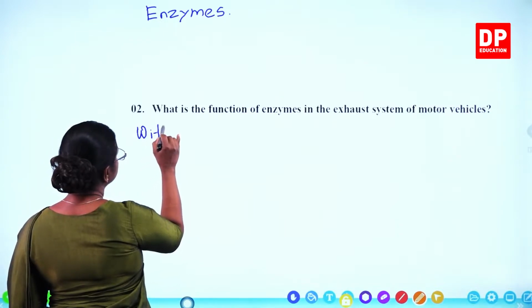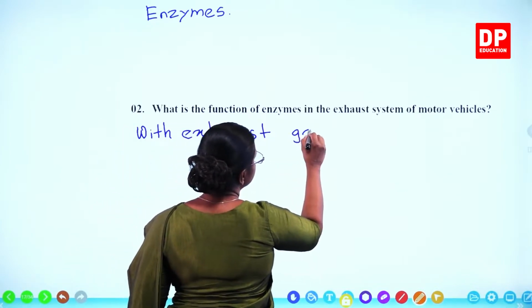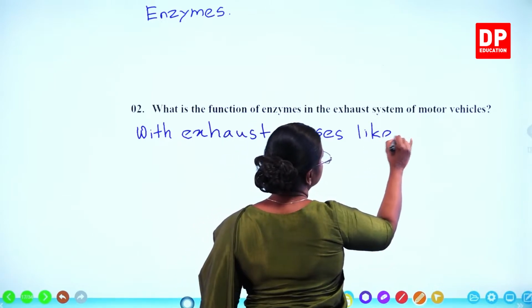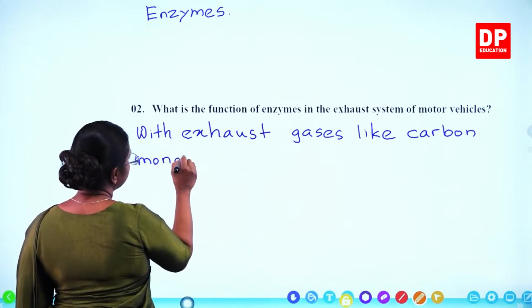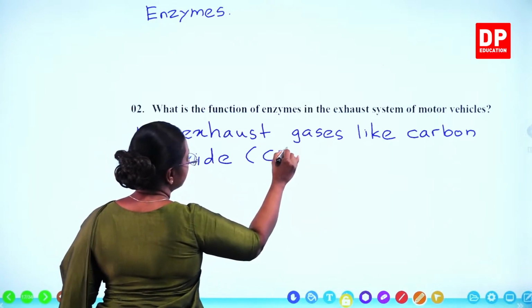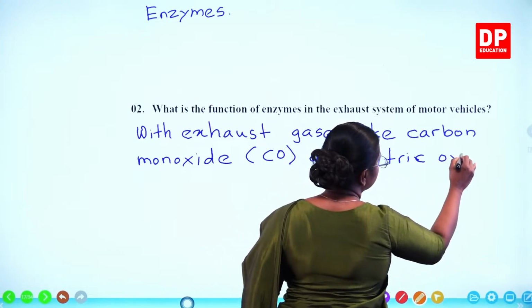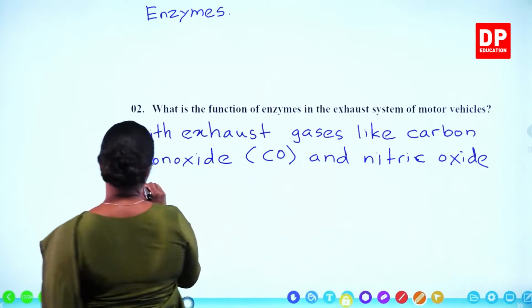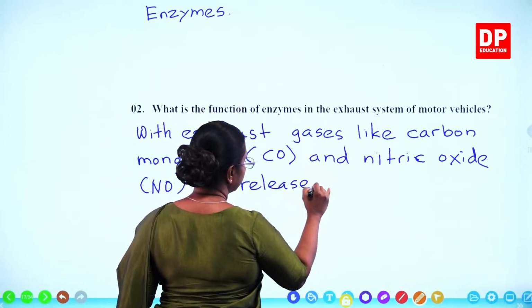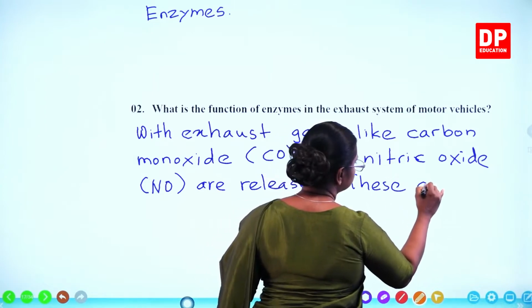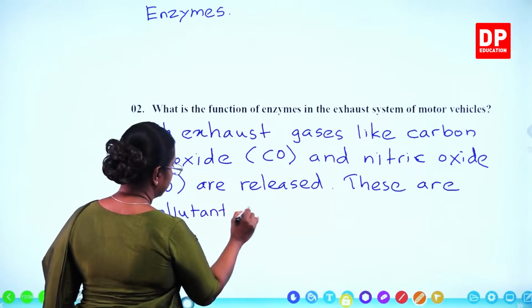With exhaust gases like carbon monoxide, that is CO, and nitric oxide, NO, are released. These are pollutant gases.